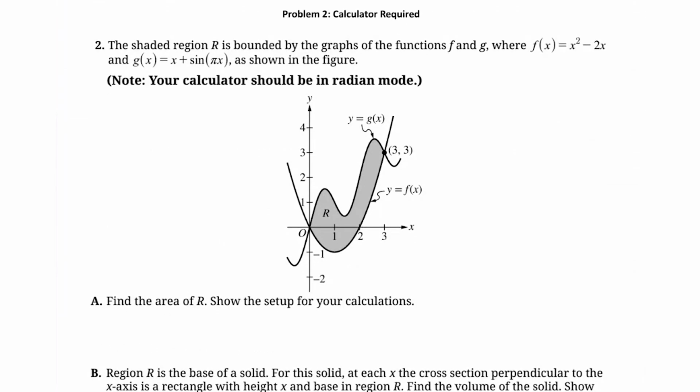Number 2 says the shaded region R is bounded by the graphs of the functions f and g, where f of x is x squared minus 2x. It looks like they have it labeled, so that's nice. And g of x is x plus sine of pi x, as shown in the figure. Again, your calculator should be in radian mode, so hopefully you have not changed it to degree mode. If you have, make sure you go back and change that. But your calculator should default to radians, so this should not be an issue.